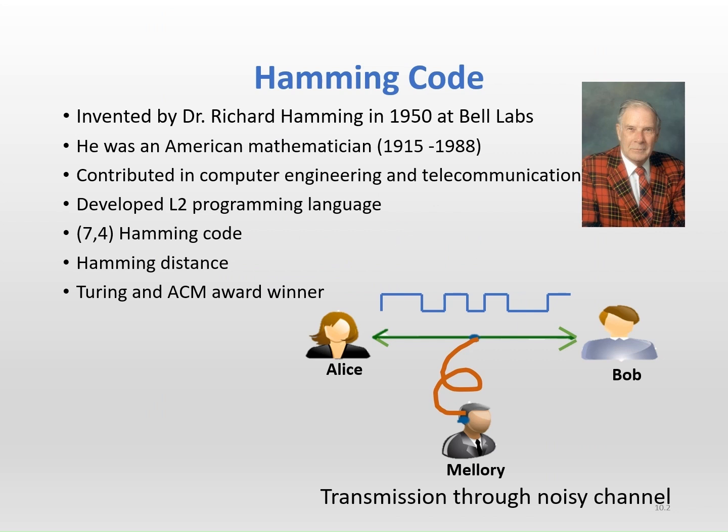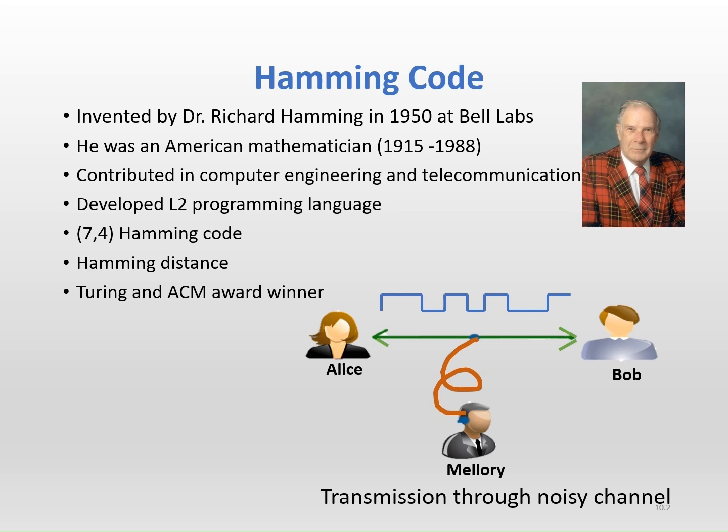Hamming code was invented by Dr. Richard Hamming in 1950 when he was working in Bell Labs. He faced the problem that data is getting corrupted and there was no way of correcting it before him. There were ways to detect it, but no correction was there. So he invented this Hamming code which can detect and correct both.